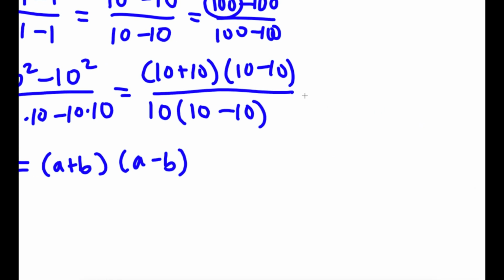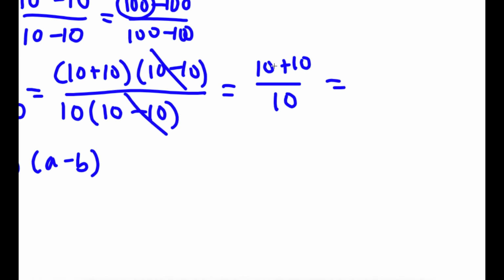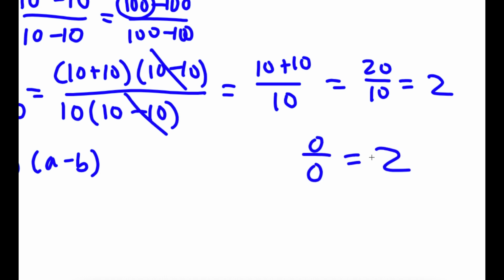So now I can go ahead and cancel these two 10 minus 10s out. So now I'll be left with 10 plus 10 over 10. 10 plus 10 is 20, so I have 20 over 10, which is equal to 2. So I just proved that 0 over 0 is equal to 2.